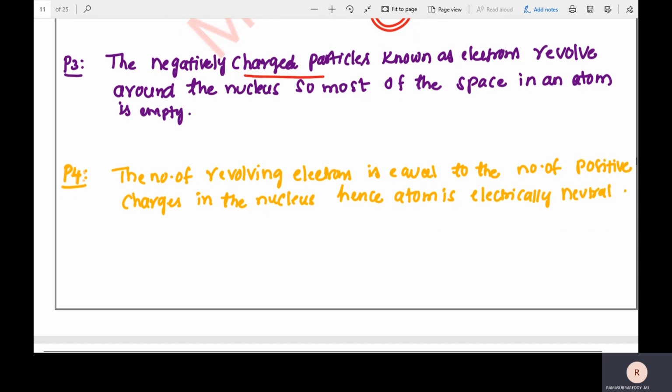Third postulate: the negatively charged particles known as electrons revolve around the nucleus, so most of the space in the atom is empty. So this is our atom, this is our nucleus, and the electrons are revolving around the nucleus. That's why he mentioned that most of the space in the atom is empty.